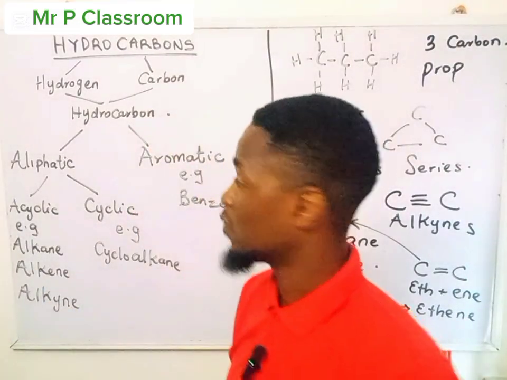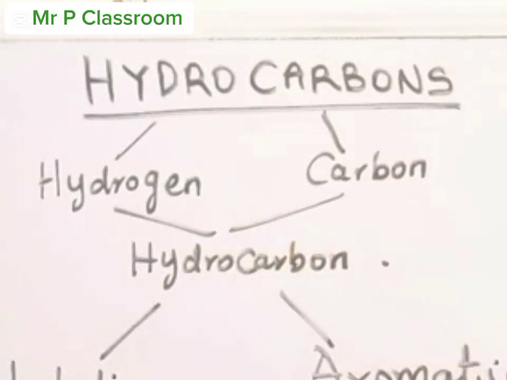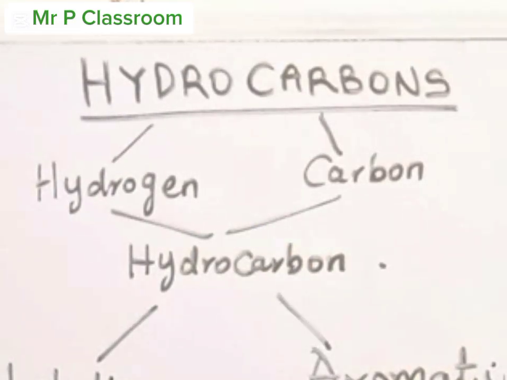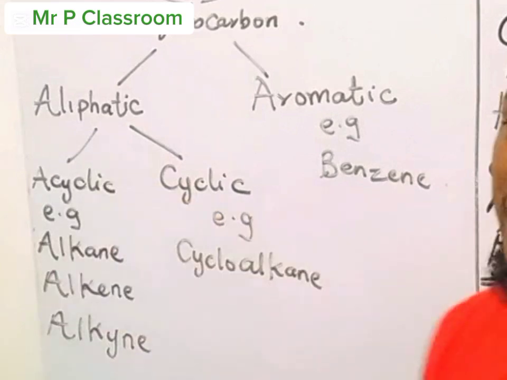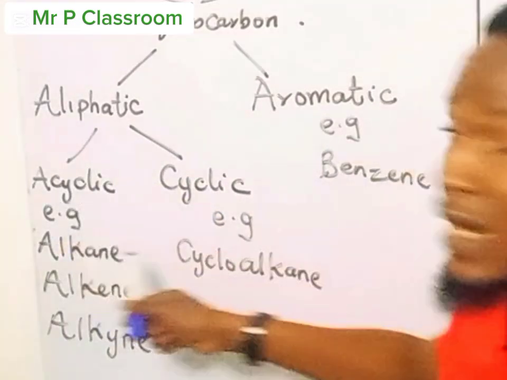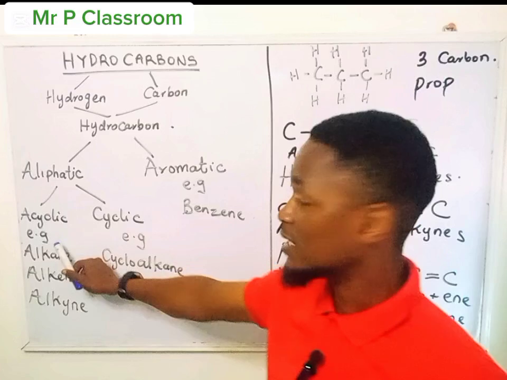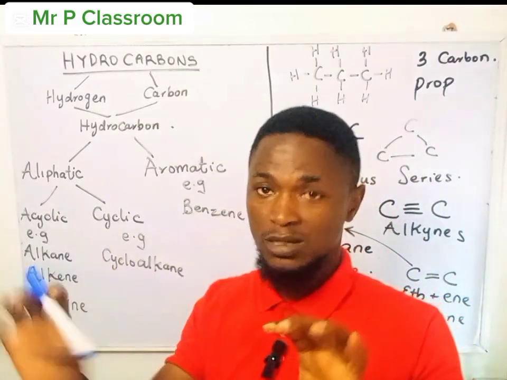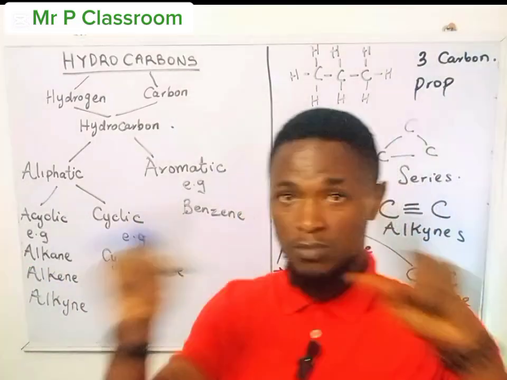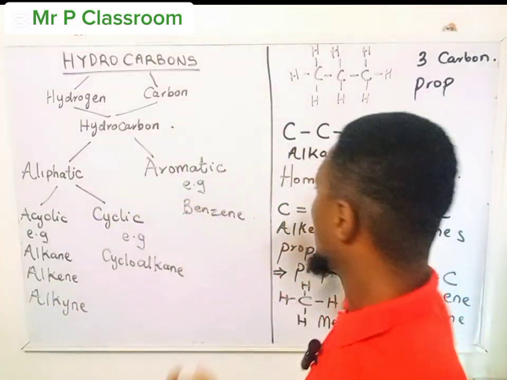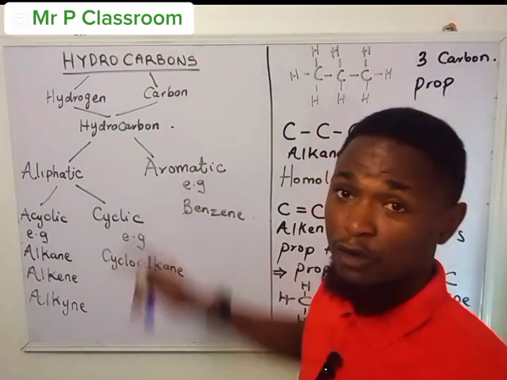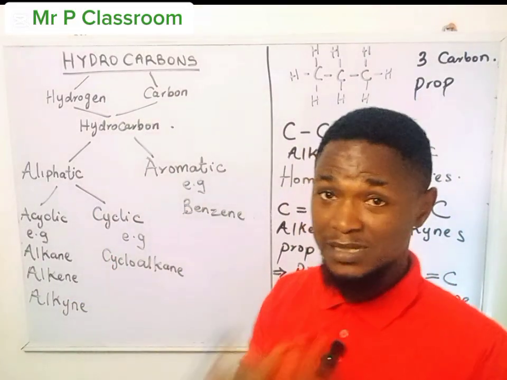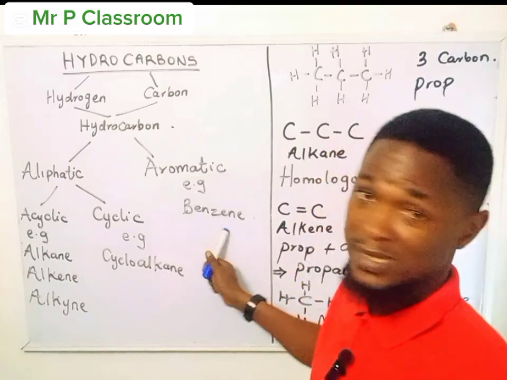Now, in summary, let's summarize what we said. We said that hydrocarbons are made up of hydrogen and carbon compounds. And I said that hydrocarbons are divided into 2, aliphatic and aromatic hydrocarbons. I said that aliphatic hydrocarbons are also divided into 2, acyclic and cyclic. Acyclic forms carbon to carbon chains or branches, while cyclic forms a kind of carbon to carbon ring, like this. Then I said aromatic hydrocarbons, the simplest form of aromatic hydrocarbon is benzene.